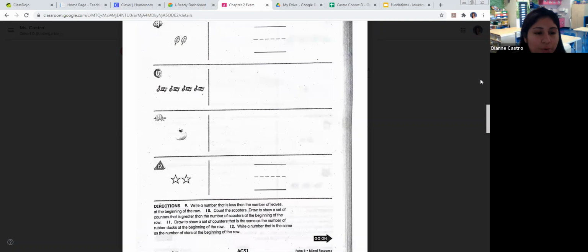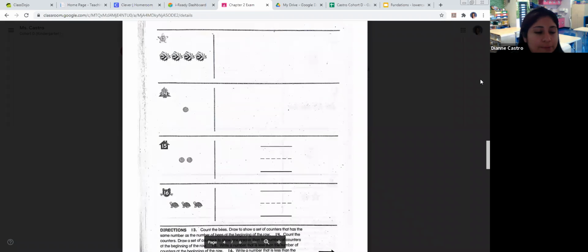Number 12, and then we're halfway done with the math test. Number 12, they want you to write a number that is the same as the number of stars at the beginning of the row. So here, all you got to do is count the stars and then write on the line how many stars you have.